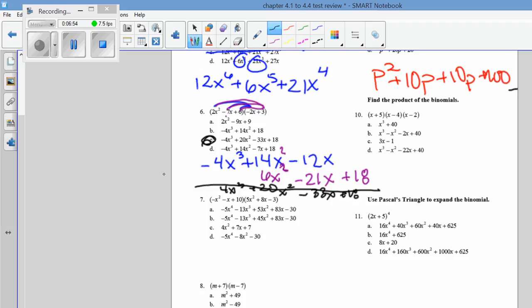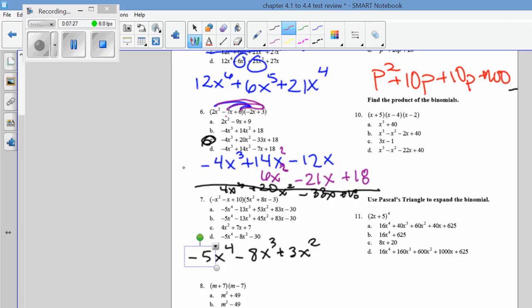Okay, number 7 is just like what we just did, only that extra step because it has 3. So I'm going to have to write real small. So are you. We're going to run out of space. You do the negative x squared with the 5x squared. So that's negative 5x to the 4th. And then you do the negative x squared with the 8x. So that's minus 8x cubed. Now you do the negative x squared with the minus 3, so that's plus 3x squared.